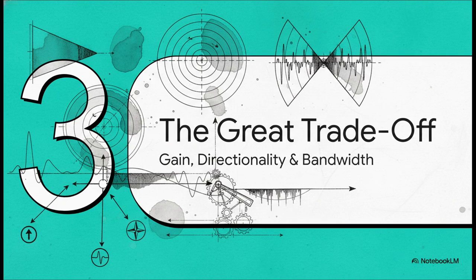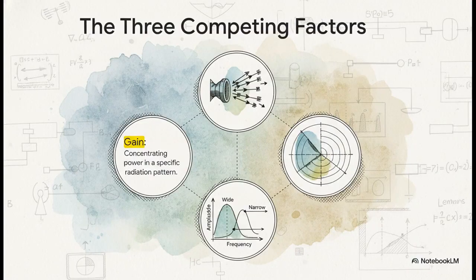Okay, now we get to the real heart of antenna engineering, the great trade-off. Every single design choice you make is a balancing act between three critical and usually competing factors. And those three factors are gain, directionality, and bandwidth. Gain is all about how well you can focus your energy. Directionality describes the shape of that focus, and bandwidth is just the range of frequencies the antenna works well on.